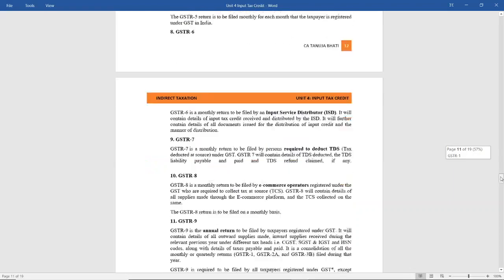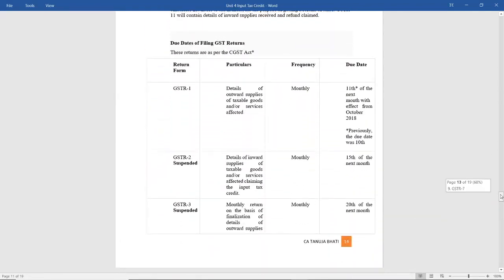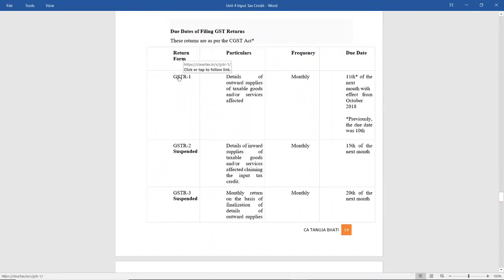So let us see what the different kinds of returns are under GST. There is GSTR 1. Remember, GSTR stands for GST return, and this is return number 1. Under this return, you have to give the details of your outward supply. Outward supply means all the sales or services that you have provided. This return has to be filed monthly. The due date is the 11th of the next month. So, if I have to file the GSTR 1 for August, I have the due date up to 11th of September.